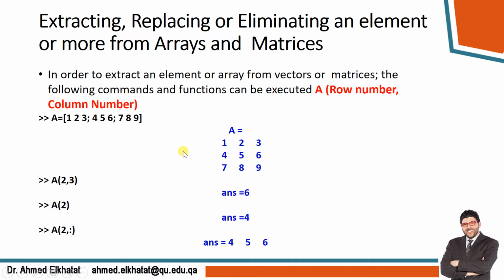Now we want to extract 4. So 4 is in the second row and first column. So we either put A between parentheses 2, 1, or just put 2. So this will extract only 4. Suppose that I want to extract the whole row. We can write it in several ways. We can extract 2 and then from 1 to 3, or just extract 2 and then comma colon. Let's try these things.